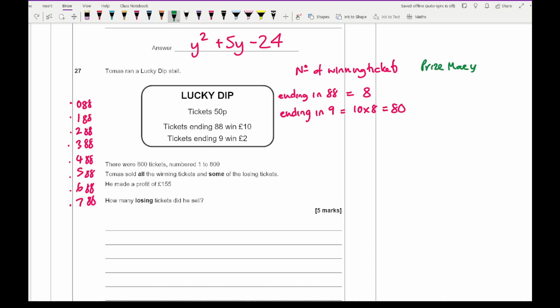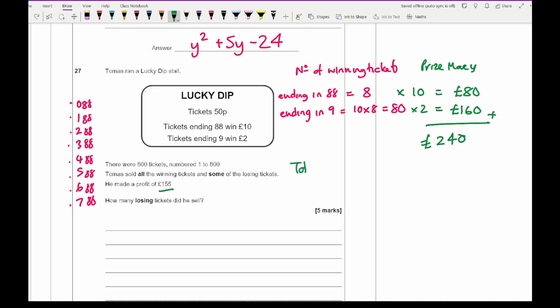Now, if you found a number that ends in 88, you're going to win £10. So that's going to be 8 times 10, which is £80. And if it ends in a 9, you win £2. So we multiply that by 2 and we get £160. So the total prize money is going to be £240. Now from this, what we then know is that they made £155 profit.